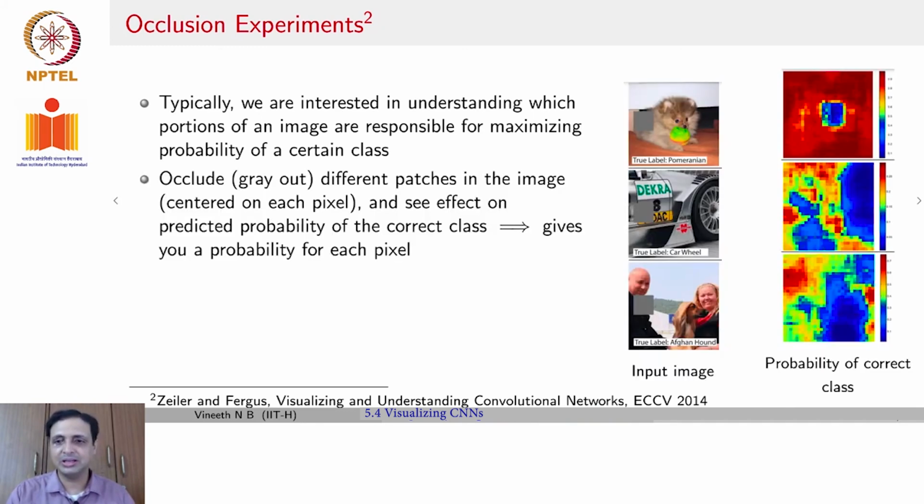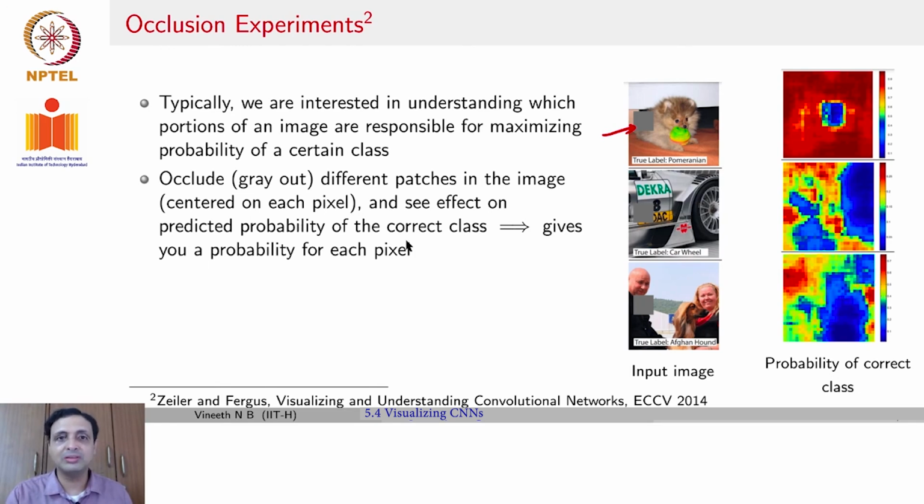do this using a specific methodology. So given these images that you see here, we occlude different patches in the image centered on each pixel, and you see the effect on the predicted probability of the correct class. Let's take an example. So you can see a gray patch here on the image.